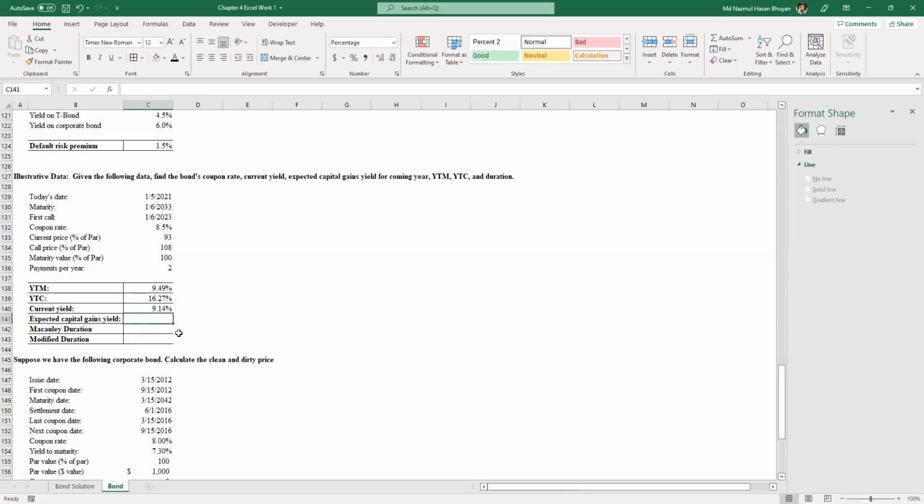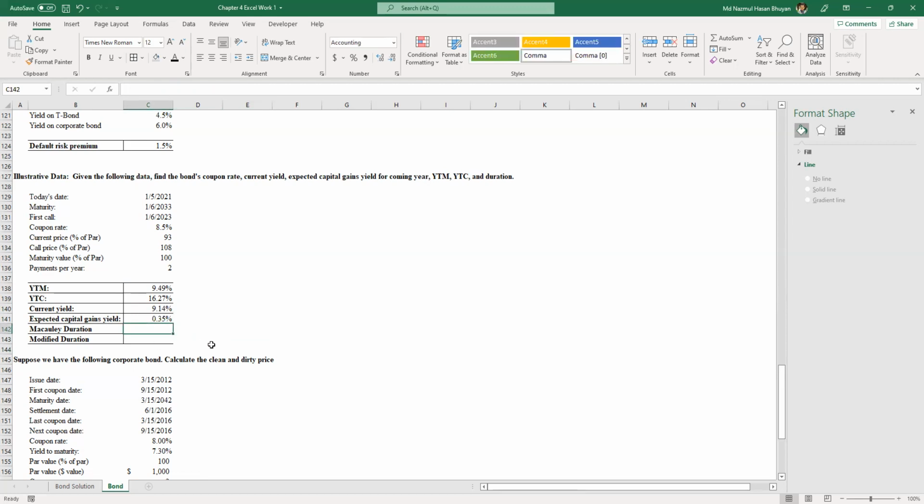Now, what is the expected capital gain yield? Yield to maturity is the sum of current yield and expected capital gain yield. Then the expected capital gain yield is the difference between yield to maturity and current yield.